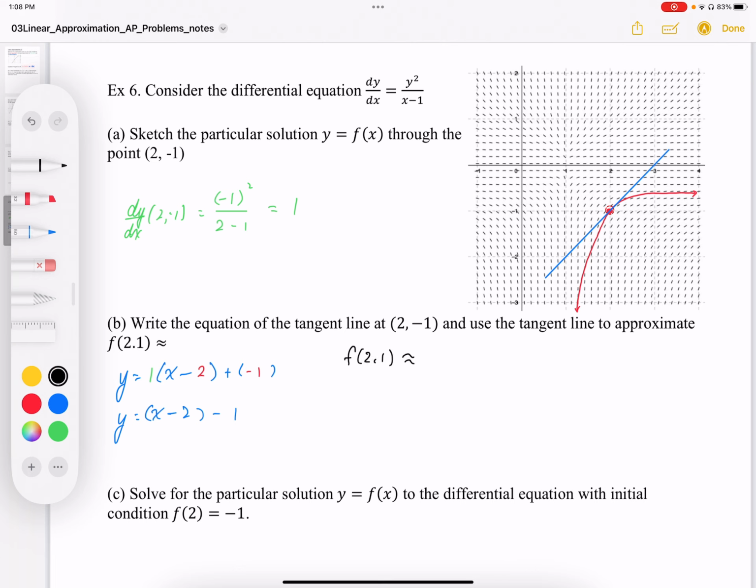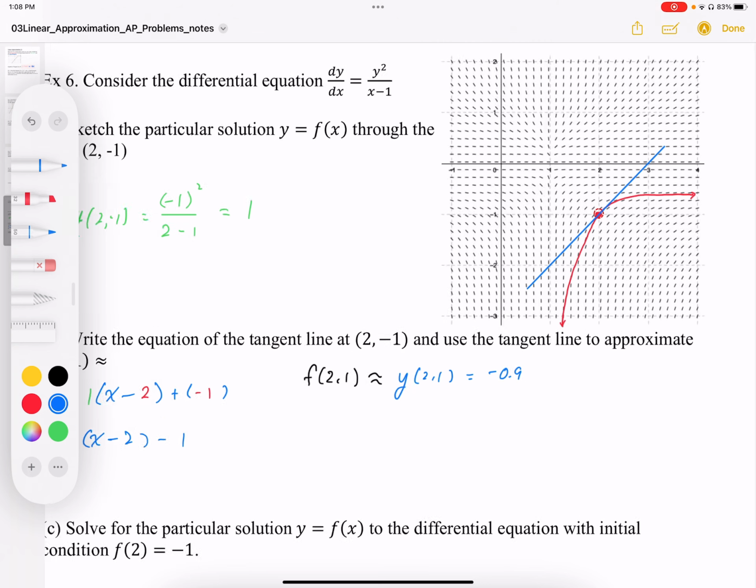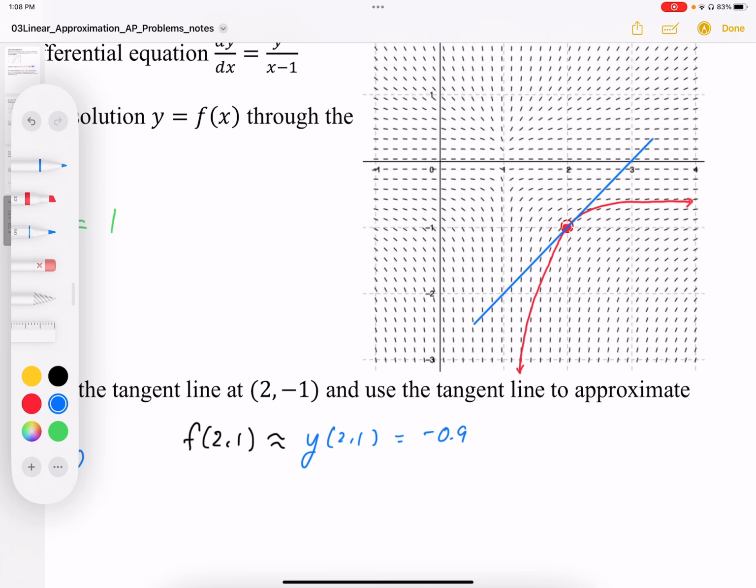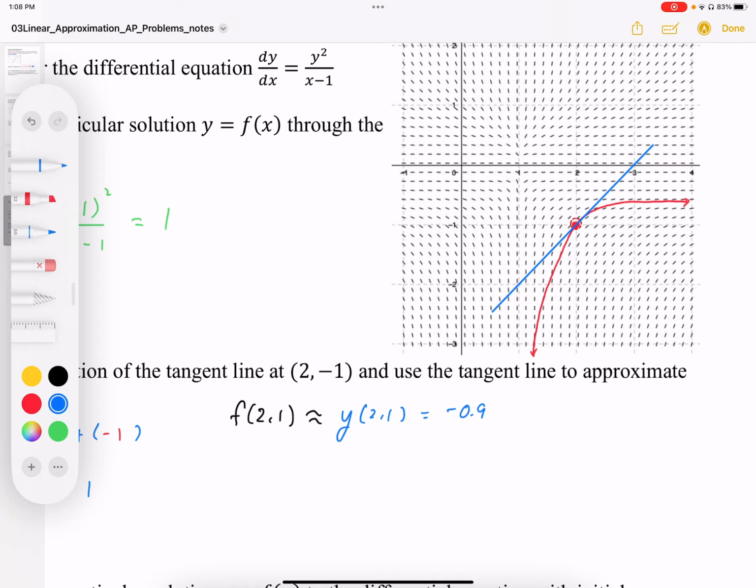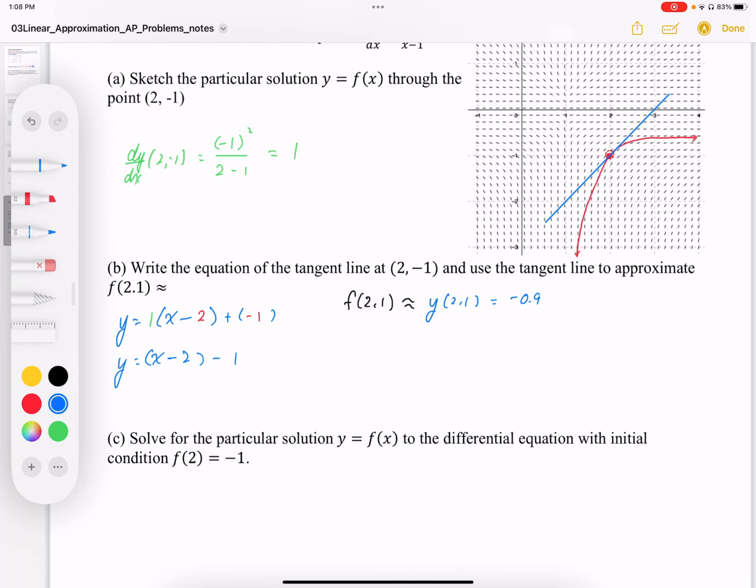So plugging that in, f of 2.1 is going to be approximated by that y equation at 2.1, and that's going to give me 0.1 minus 1, or -0.9 is going to be the y coordinate. So if I zoom in there, yeah, that looks about right at about 2.1. It's going up a little bit past the -1 value for y. So there's my approximation.